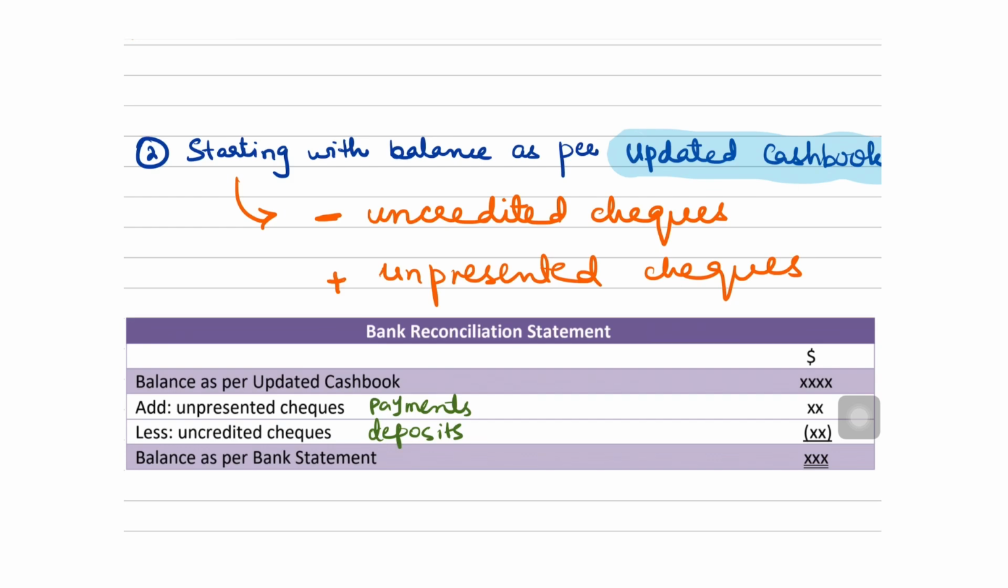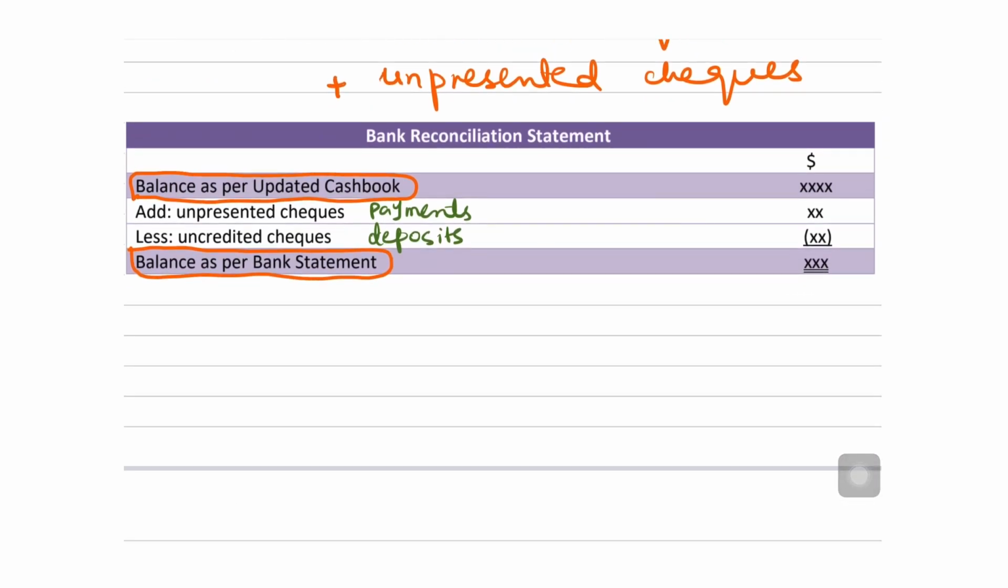Rather, we are given the updated cash book balance, or the information is such that we first prepare an updated cash book and we use that balance, the CD balance of course, to find out the bank statement balance that was there previously. So now we just have to rearrange the formula, and we will begin with the balance as per updated cash book. We will now add unpresented checks, the payments, the cash outflows, and we now subtract the uncredited checks or the deposits to arrive at the balance as per bank statement.